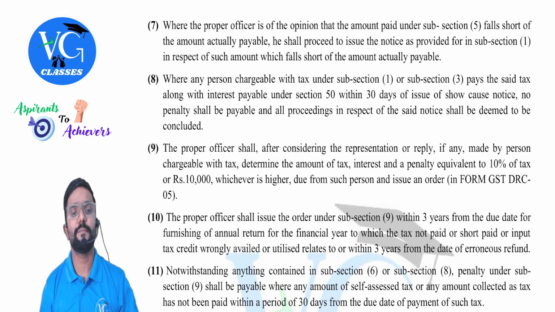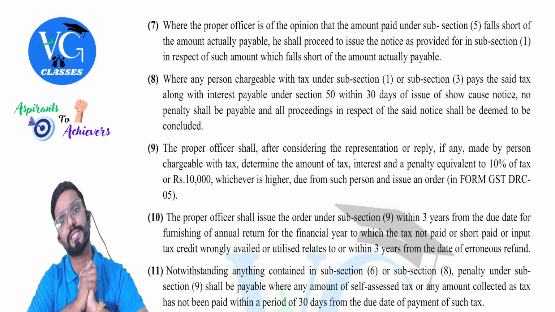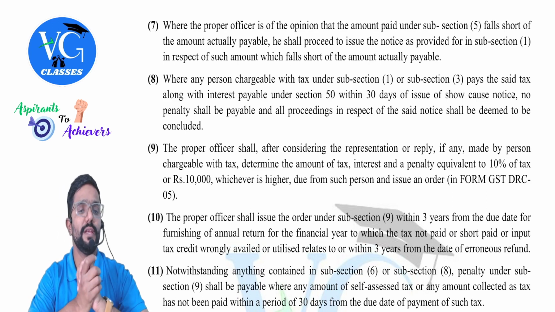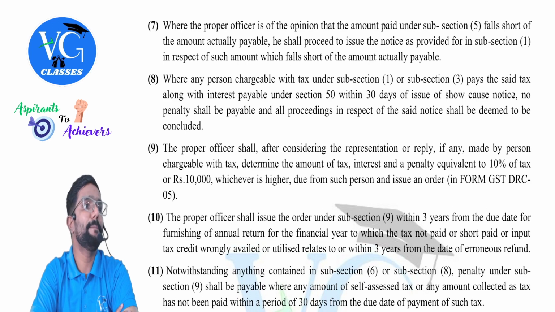Subsection 7. Where a proper officer is of the opinion that the amount paid under subsection 5 falls short of the amount actually payable, he shall proceed to issue a notice as provided in subsection 1 in respect of such amount which falls short of the amount actually payable.